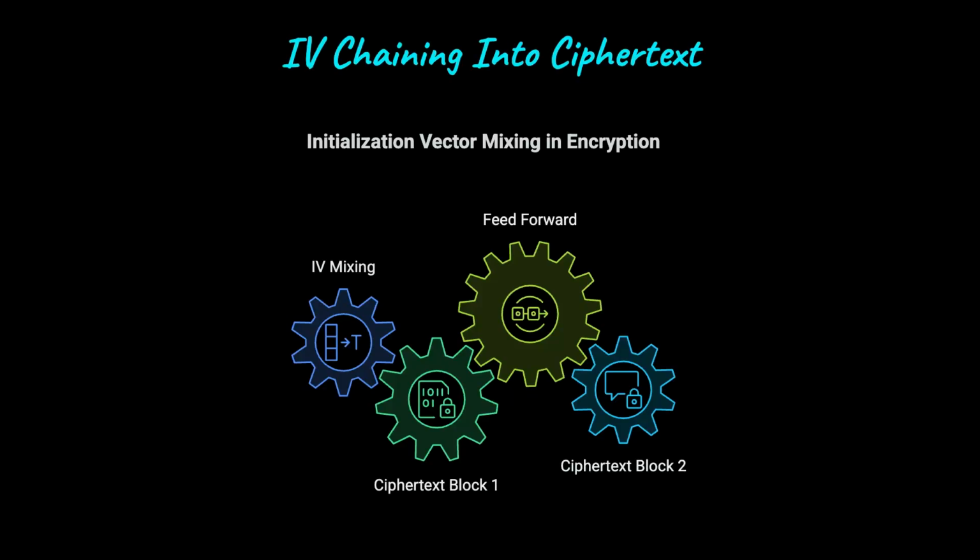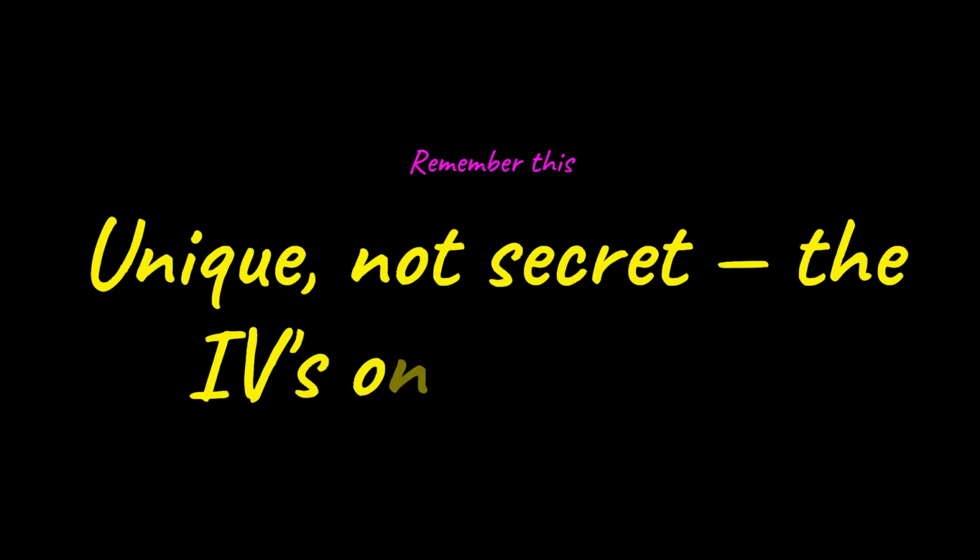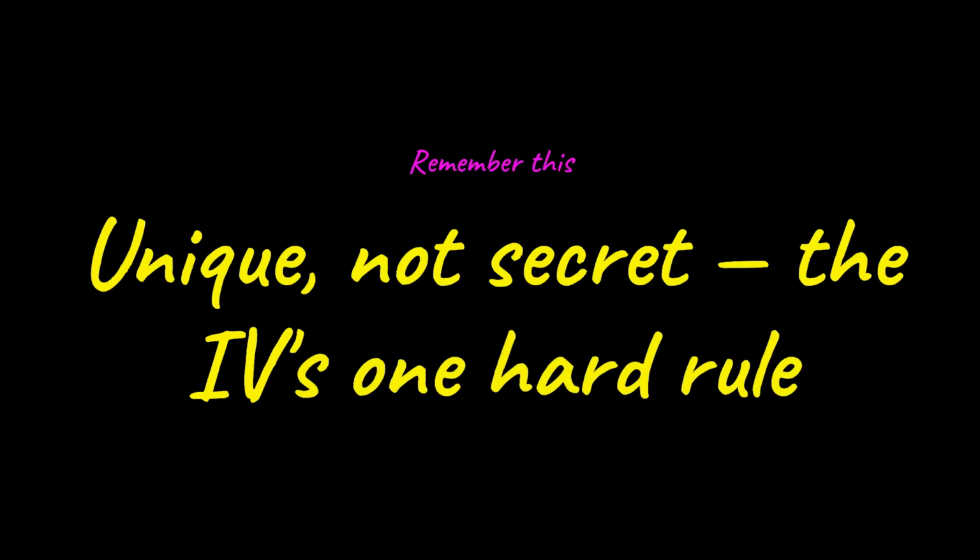Here's the mechanism. The IV combines with the first plain text block to produce the first ciphertext block, and that output feeds forward into encrypting the next block, chaining the IV's influence through the whole message. Picture a system sending repeated all-clear messages without an IV. Everyone looks identical to an eavesdropper, but with a fresh IV each time, they look completely unrelated. That's the whole point of the initialization vector.